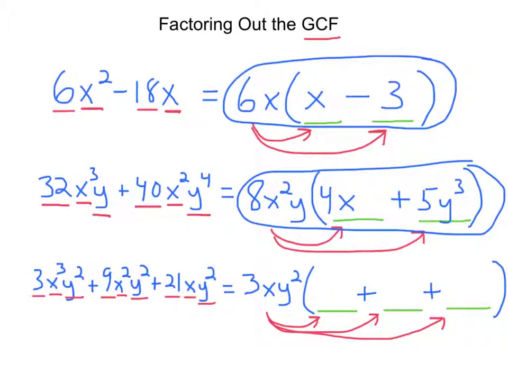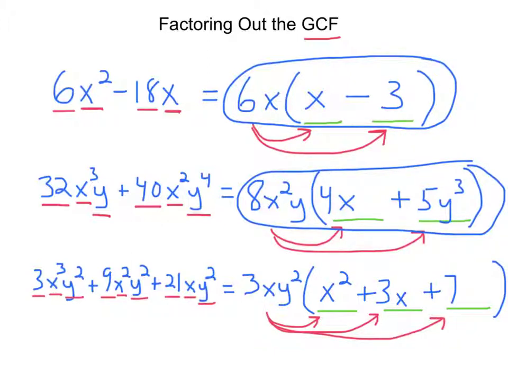So, in the first blank, we already have the 3. We're going to have to multiply by x squared to bring that x up to an x cubed. And we already have the y squared, so we just need the x squared there. In the second term, we're going to need a 3, because 3 times 3 is 9. We're going to need an x, because x times x would be x squared. And we don't need any y, because we already have the y squared factored out. And then in the last term, we need a 7, because 3 times 7 is 21.